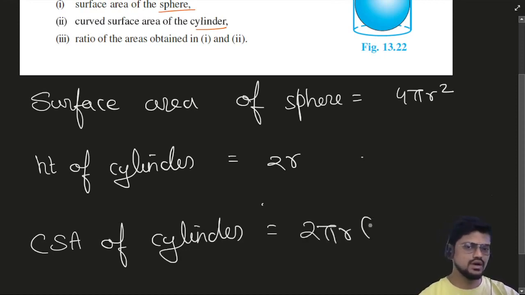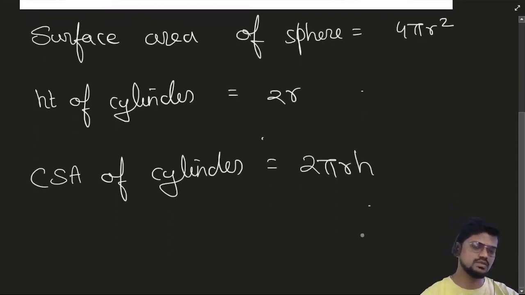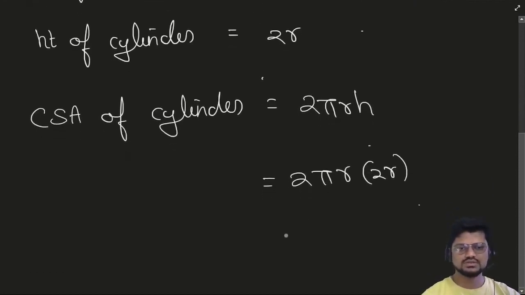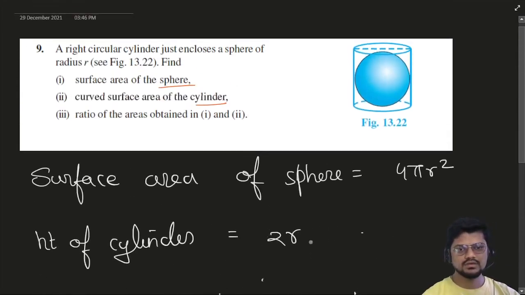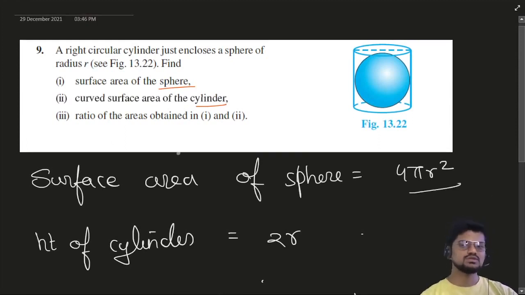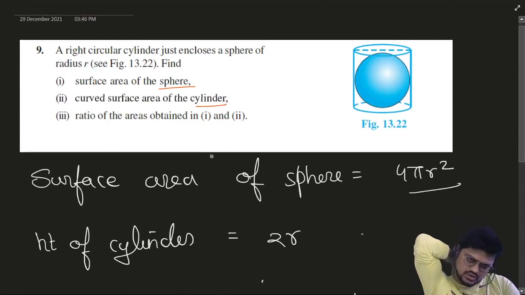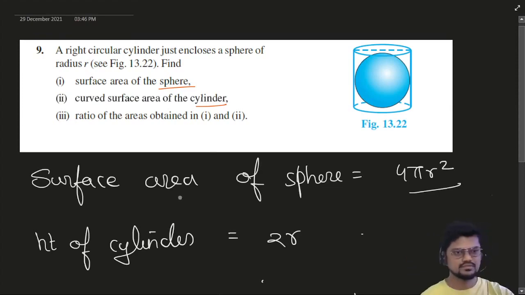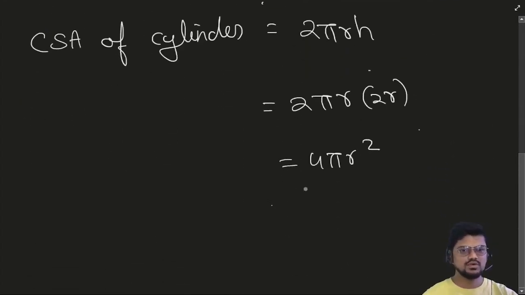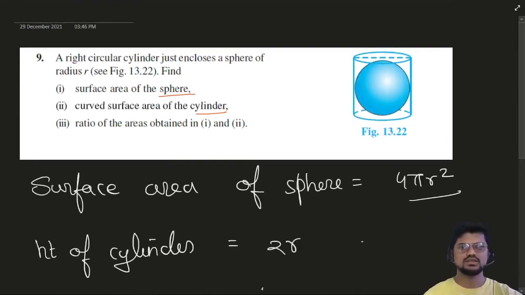Now, what is the curved surface area of the cylinder? That is 2 pi r h, not 2 pi r plus h, that will be for the total surface area. So 2 pi r h, with h being 2r, is 4 pi r square. And the sphere's area is also 4 pi r square. The ratio of the areas obtained in 1 and 2 is 1 is to 1, since both are same. Clear?